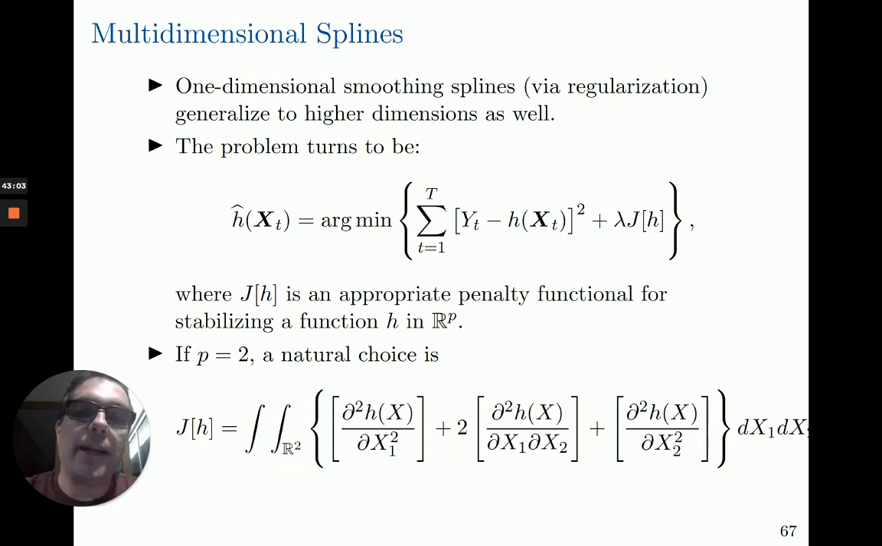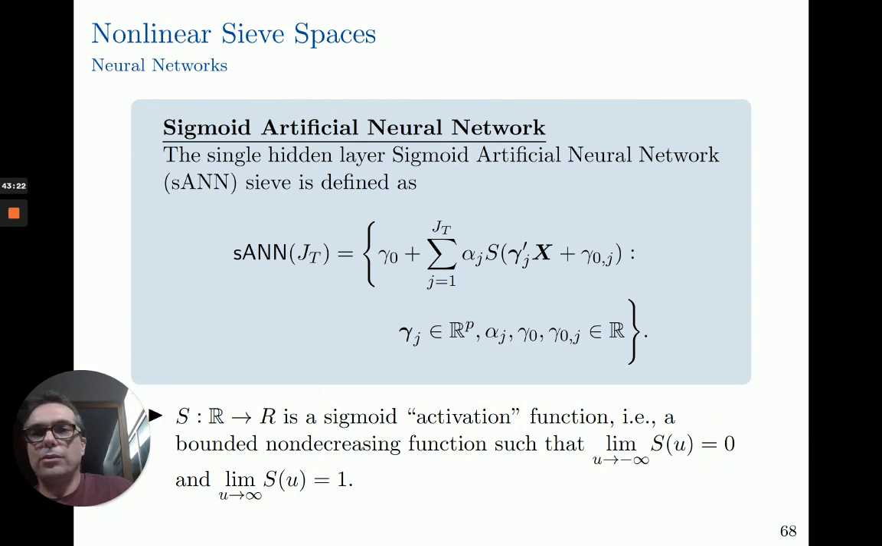So this is a linear sieve. Linear sieves, in my opinion, work well when you have a finite dimension problem, when the dimension of your x is pretty small. When the dimension of x starts to get really large, things start to get ugly. So we have to move to nonlinear sieve spaces. The most famous nonlinear sieve space is what we call the artificial neural network, and we are going to have a special lecture just to talk about neural networks.